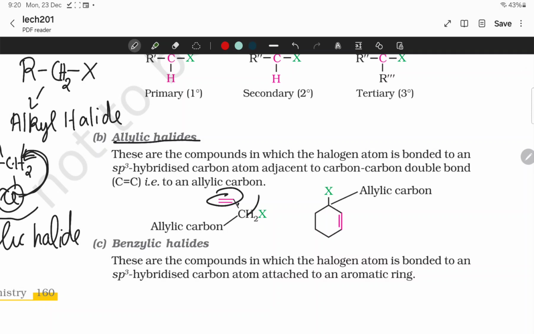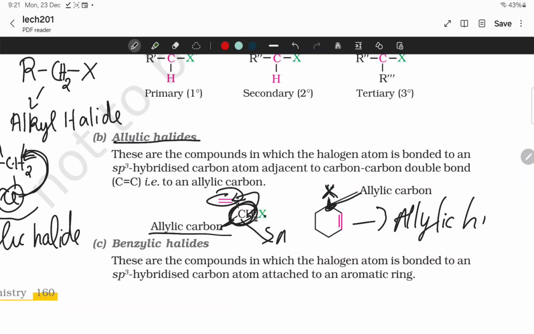Then the next carbon. This carbon is attached to this sp2 hybridized carbon, and X is attached to it. It's an allylic halide. And this carbon we call an allylic carbon. It's written here. Here also this carbon is the allylic carbon, and what is attached to that allylic carbon is an allylic halide.